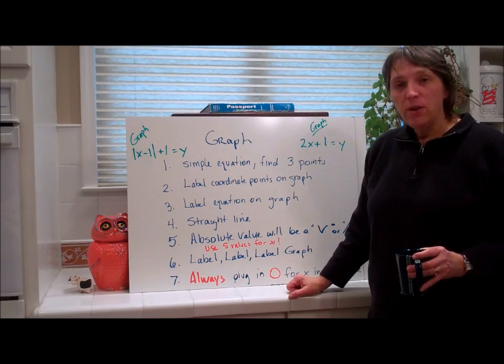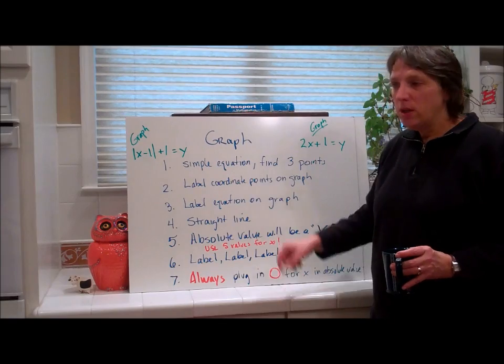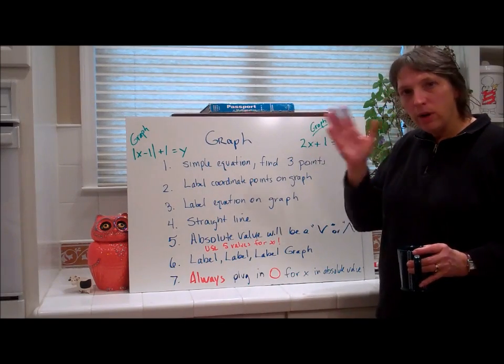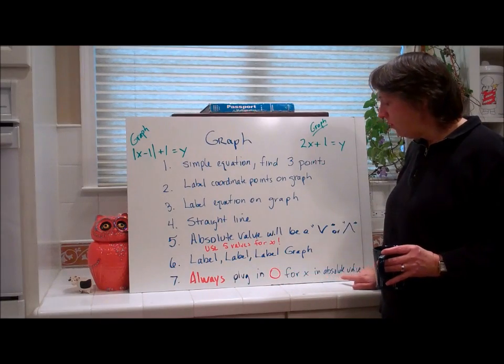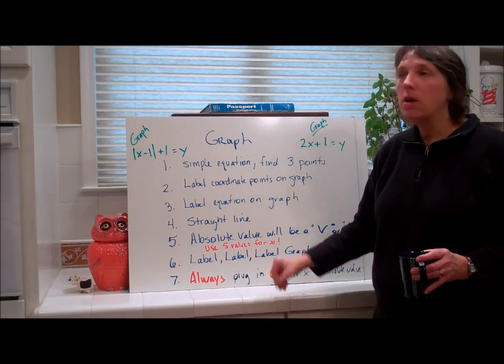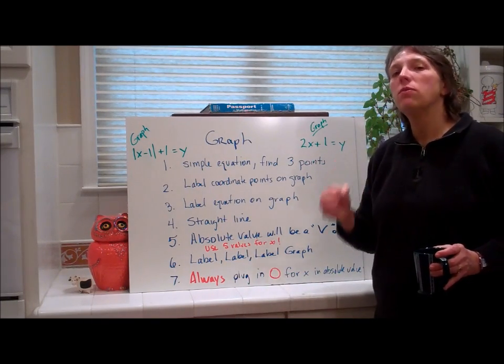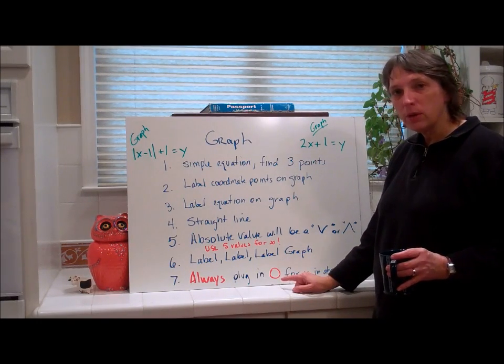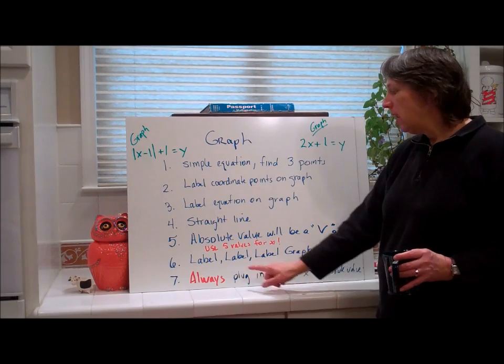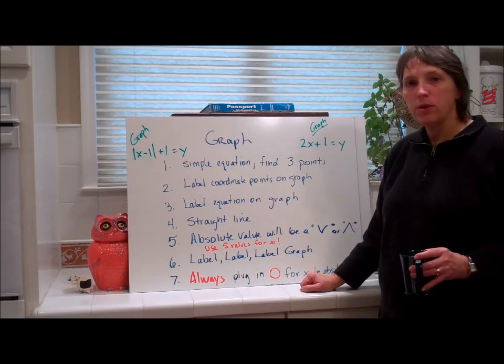In absolute value, you need 5 numbers so that you can see what the V is doing and where it falls. You always plug in a 0 for x for absolute value. You have to do that to find out what the core value of y will be. And then label, label, label, label your graph.